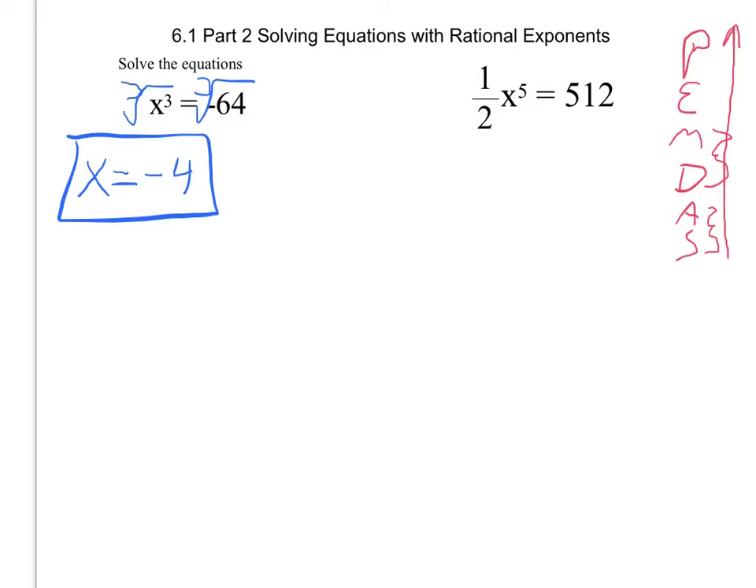So first of all, there's no adding or subtracting away from that x, but now I can multiply or divide this 1/2 away over to the other side. So if I were to divide that half away, it's the same exact thing as multiplying by 2. So now I would have x to the fifth equals 1024.